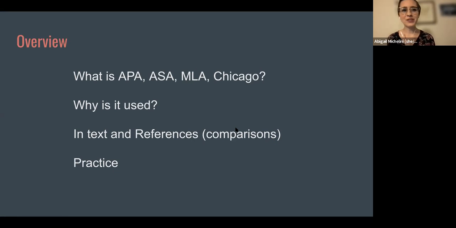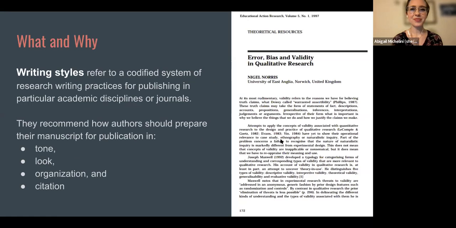Okay, so our overview today, what is APA, ASA, MLA and Chicago? Why is it used? We'll go over some in-text and reference examples or comparisons, and we'll get a chance to practice a little bit here. Okay, so what are these different citation styles? Does anyone want to guess? Why do we use these? What is the point?